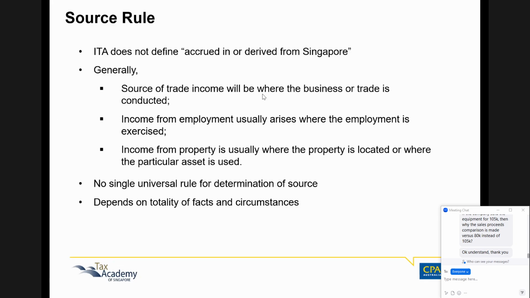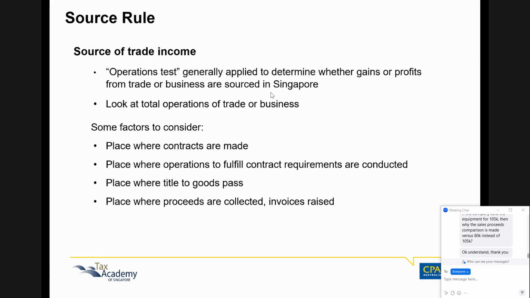Of course, sometimes there may be dispute. If we look at the source of trade, the operations test is generally applied to determine whether the gains or profits from trade or business are sourced in Singapore. We look at the total operations of the trade or business. So the factors that we'll look at will be the place where contracts are made, the place where operations to fulfill contract requirements are conducted, the place where title to goods are passed, and the place where proceeds are collected and invoices raised.